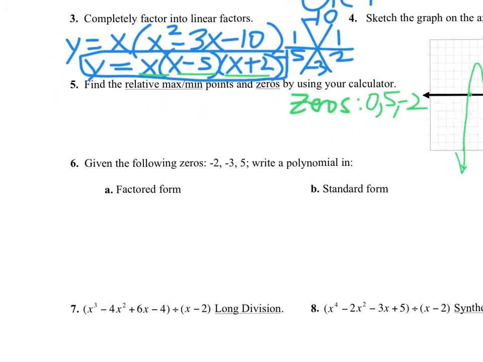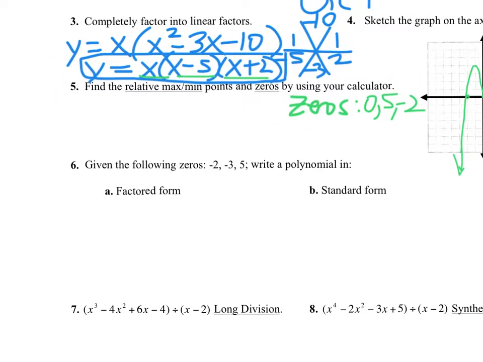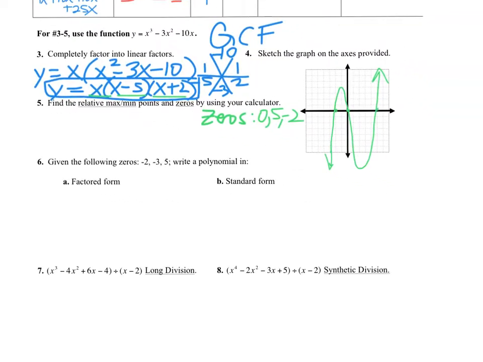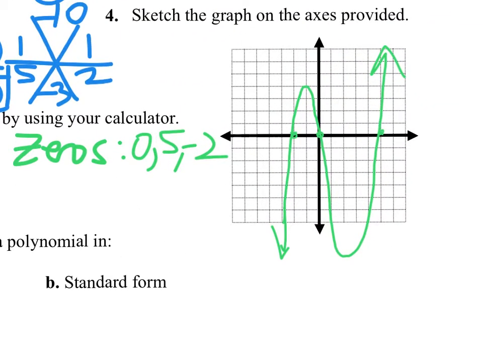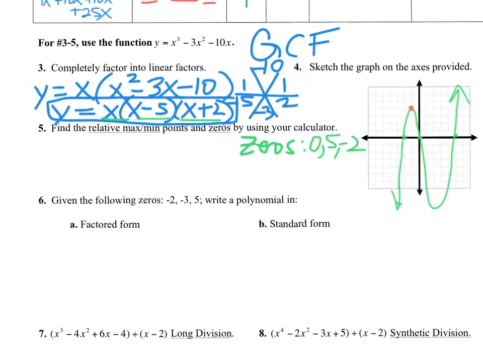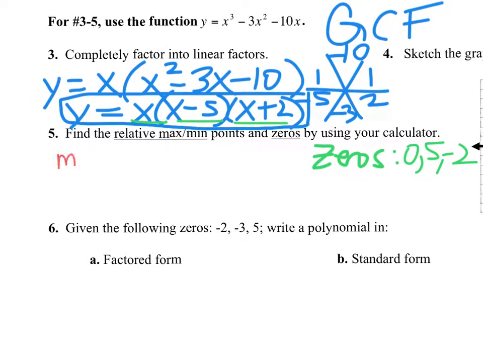Now, we have to find the relative maximum and minimum points, okay? So the relative maximum point is this point right here. I need to find out what its point is. Now, points have two things. They have an x and a y coordinate. So the maximum is going to be something comma something. You're going to round to 2 decimal places. Do you remember how to find the maximum on your calculator?